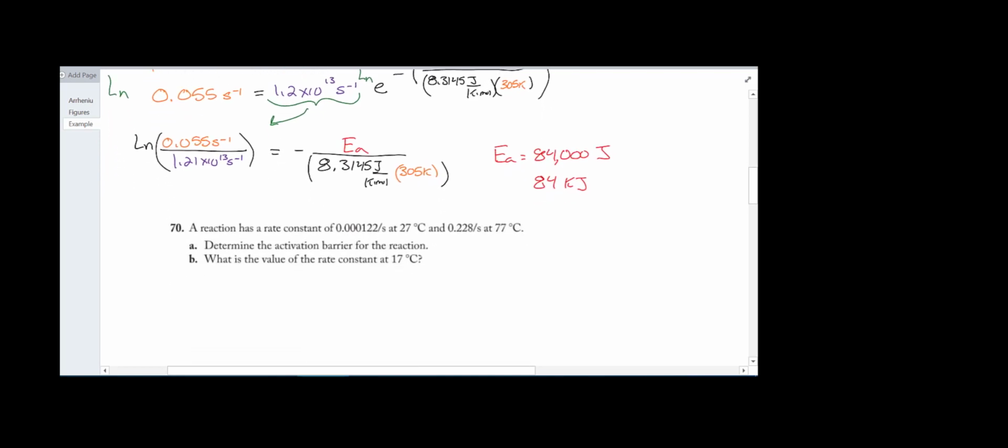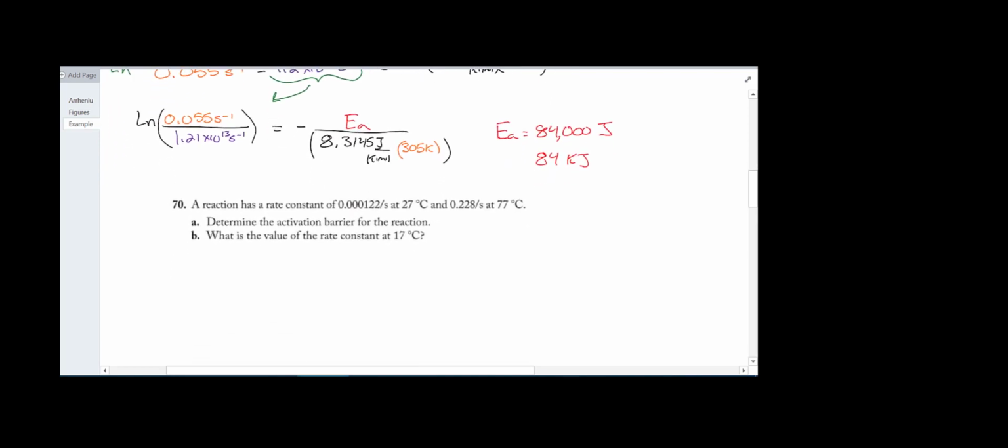Number 70. Now number 70 is same thing, except we have 2 rate constants and 2 temperatures. A, we're looking for EA, activation barrier, EA. And so we'll do green and blue. Now, of course, we have to convert these to temperatures. We have to add to Kelvin. So 27 Kelvin would be 300 K, right? And 77 is 350 K, right? Because we're adding 273.